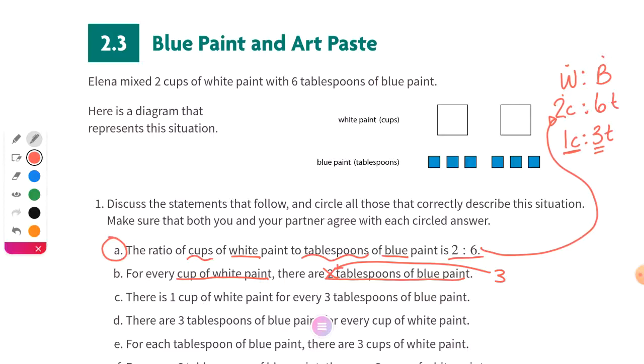C, there is 1 cup of white for every 3 tablespoons of blue. 1 cup of white for every 3 tablespoons of blue. Do we agree with that one? Yep.